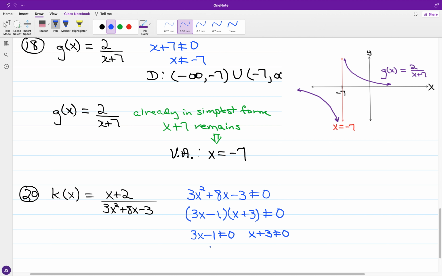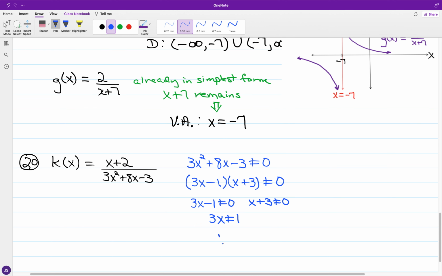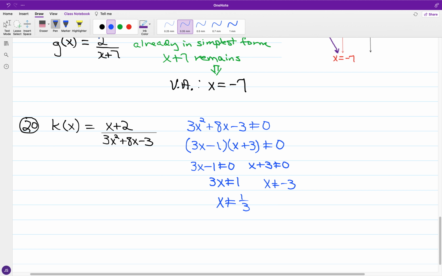So for 3x minus 1, if this cannot be 0, or 3x cannot be 1, so we're going to have an exclusion in the fraction 1/3. As for x plus 3, okay, that cannot be 0, and we have excluded, along with 1/3, -3. And so we're going to have not one but two exclusions from the domain.